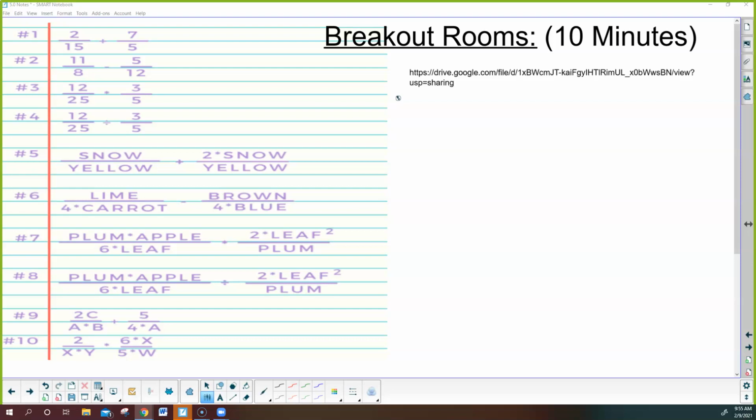So we're going to go 8 breakout rooms. So you can join the breakout room as soon as you open the link. And then just write this work on a separate sheet of paper. You just write your answers and the work that you need to show. All right, you should be able to join your breakout rooms now.